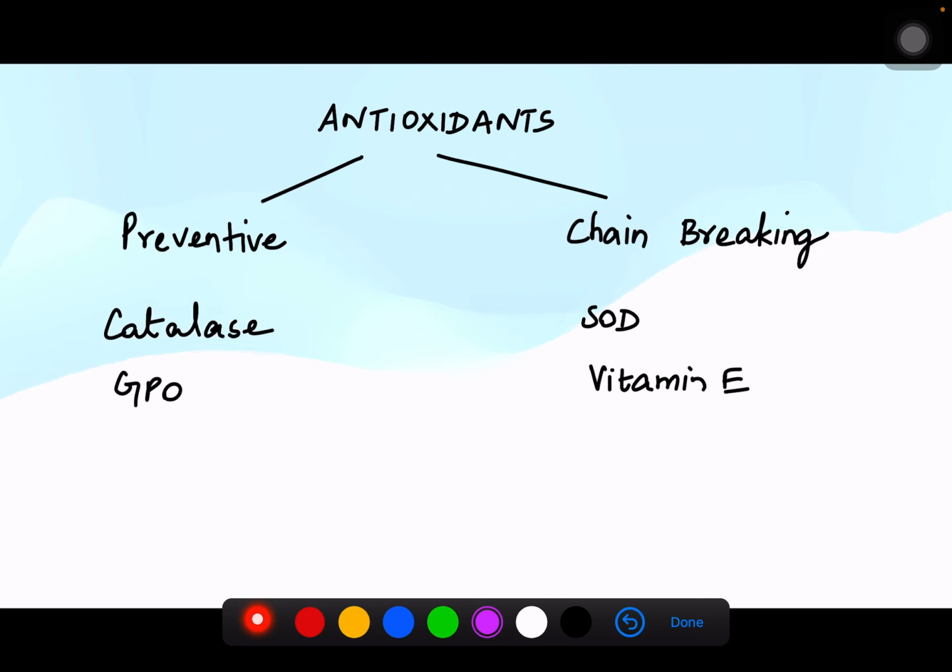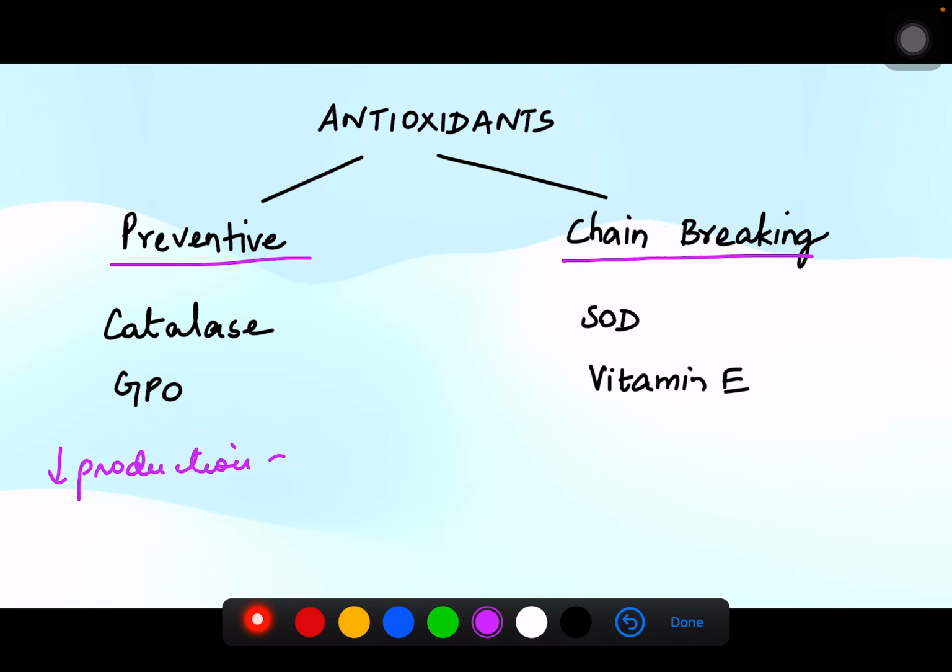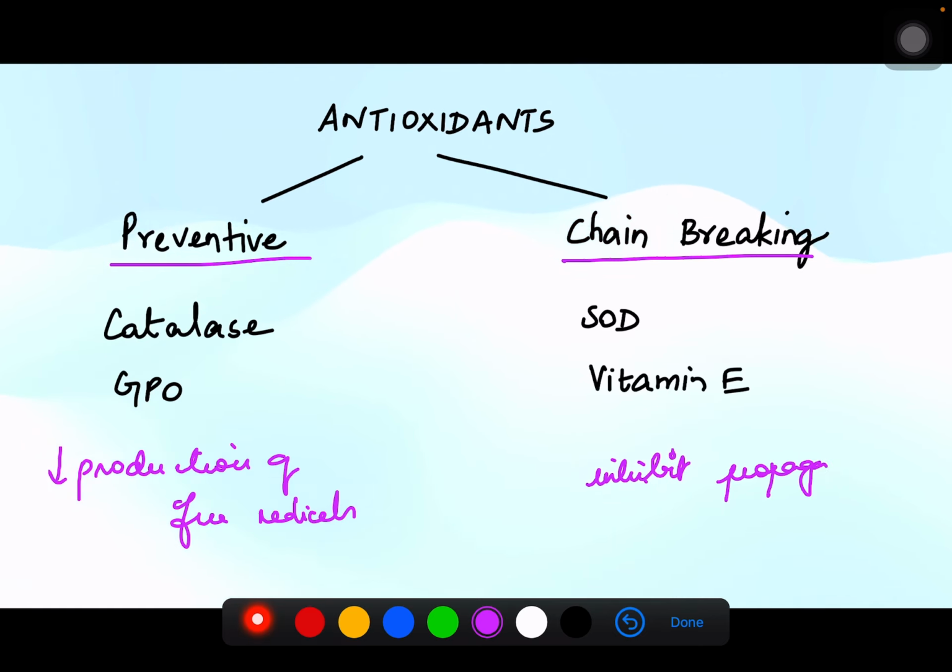And antioxidants can be of 2 types in another classification. One is preventive and the other one is chain breaking. Preventive antioxidants prevent the production of free radicals. Examples are catalase and glutathione peroxidase. And chain breaking antioxidants inhibit the propagative phase.